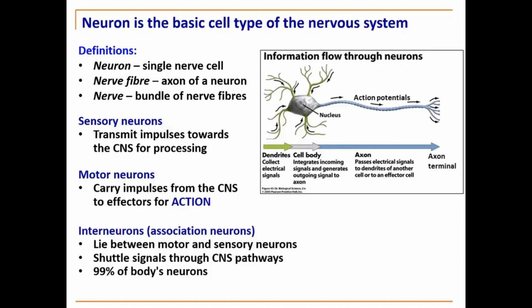And you have interneurons, also called association neurons. These lie in between the motor and the sensory neurons, and they basically are there to help shuttle signals throughout the central nervous system pathways. And they compose about 99% of the body's neurons, so a huge amount.